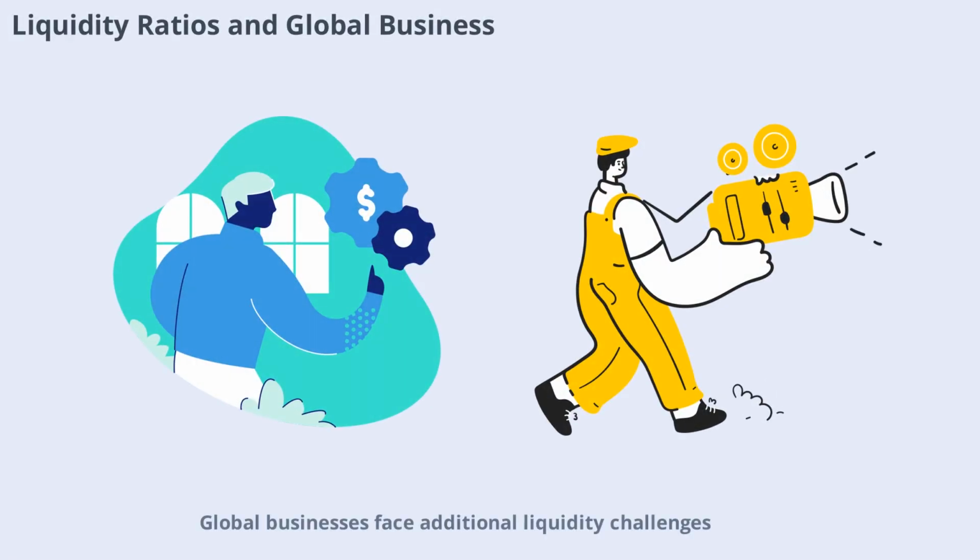Global businesses face additional liquidity challenges such as currency fluctuations and cross-border transactions. Monitoring liquidity ratios in each market helps multinational companies manage risk and allocate resources effectively. It's important to adapt liquidity management strategies to local conditions.